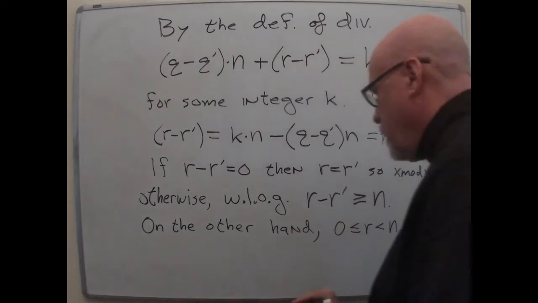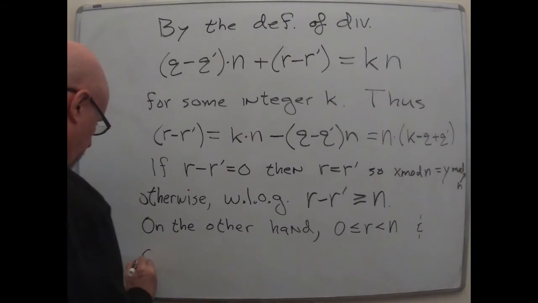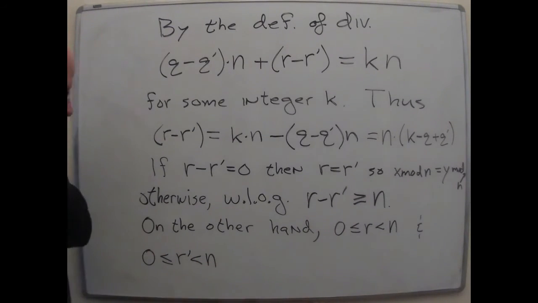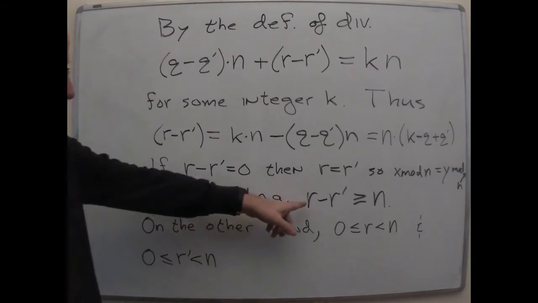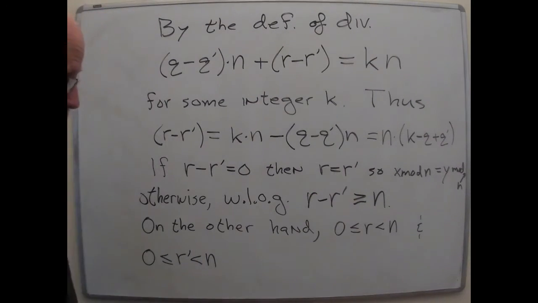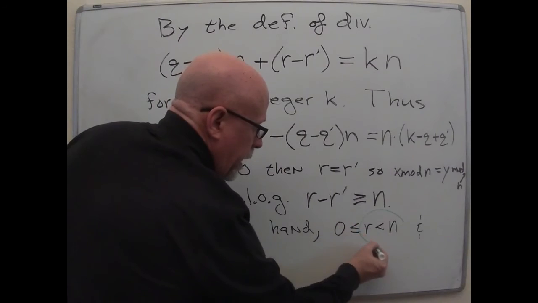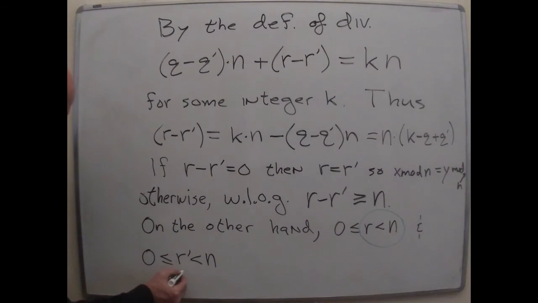And similarly for r prime. What I want to show you is that the difference r minus r prime is actually less than n, in contradiction to that fact. So this thing we just deduced is, without loss of generality, greater or equal to n, and I'm going to show you that it's less than n. We're going to do that by highlighting parts of these inequalities. I know that r is less than n, and I know that r prime is greater or equal to 0.